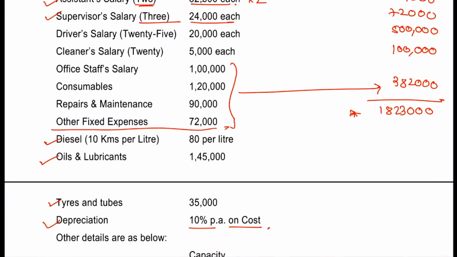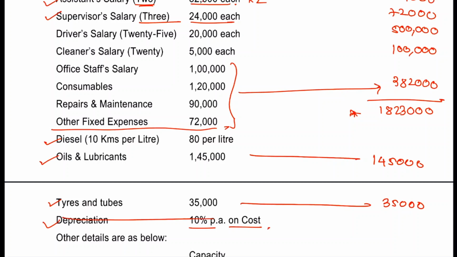Let's calculate this. ये दिया गया, right? कितना दिया गया? It is 1,45,000. Guys, it is given as 1,45,000. Okay. It is given as 35,000. Okay, depreciation we did that. Now only thing which I need to get is diesel.